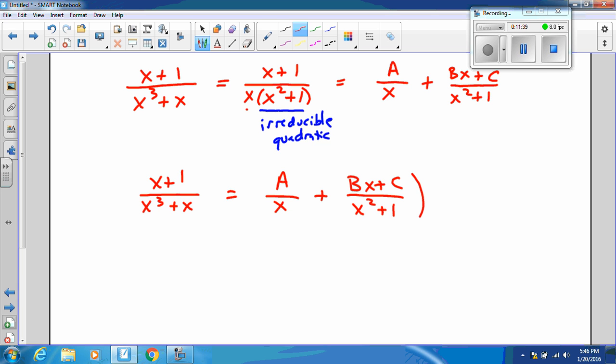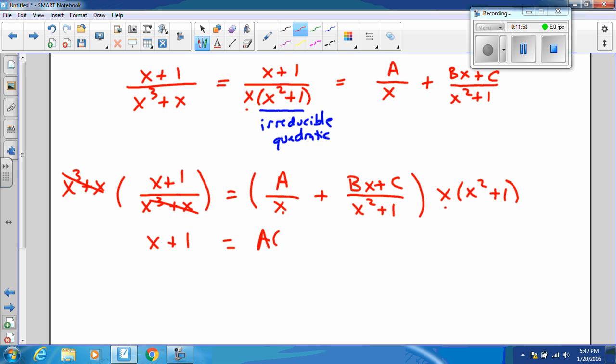I'm going to begin by doing the same thing that I did with the other method, and that is to clear the fractions by multiplying both sides by the common denominator. When I multiply both sides by the common denominator, we write it like this over here. Then we cancel and we get x plus 1 over here. And on this side, the factor of x cancels in the first term, giving me x squared plus 1. And the factor of x squared plus 1 cancels in the second term, giving me x times bx plus c.